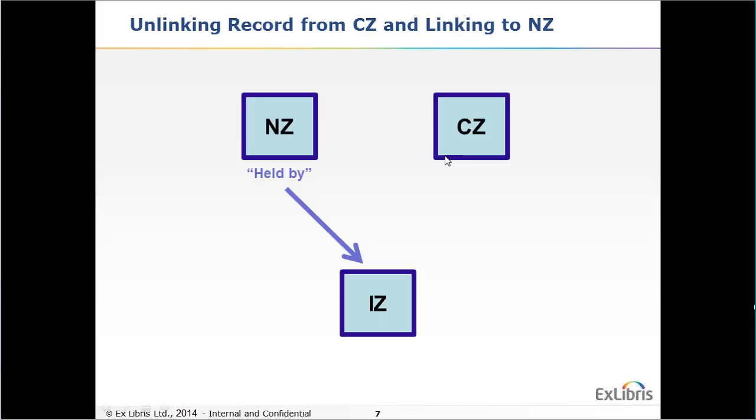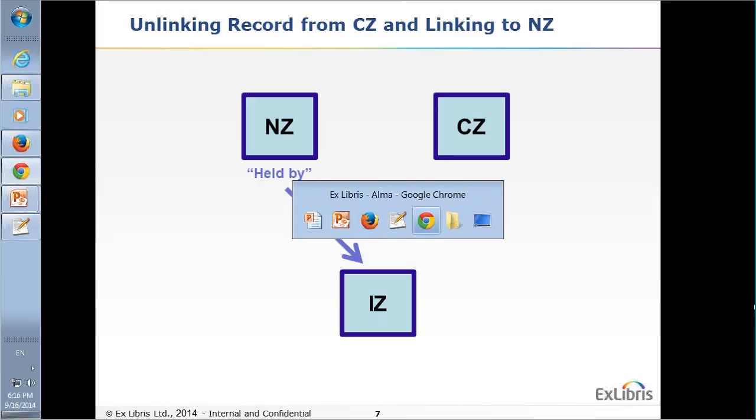The new feature in the Alma October release is that the held by information, the information that indicates that this resource is held by our institution, by the child institution, is now managed by the network zone. What I will demonstrate now is how we take such an electronic resource with a bib record in the community zone and overlay it with a network zone record, and then we'll see that the held by information is still viewable. Let's start with the child institution and look at one of its resources.